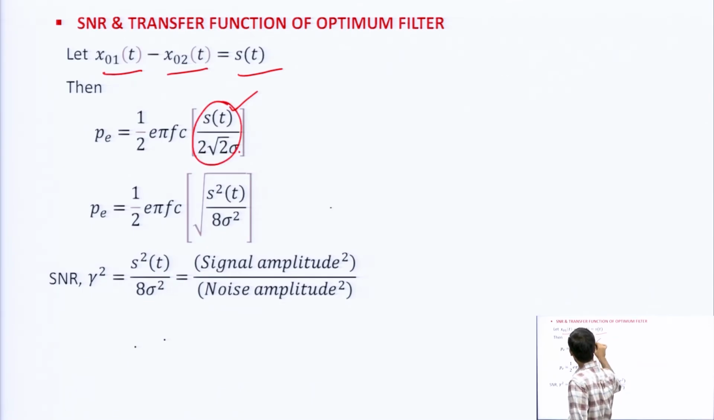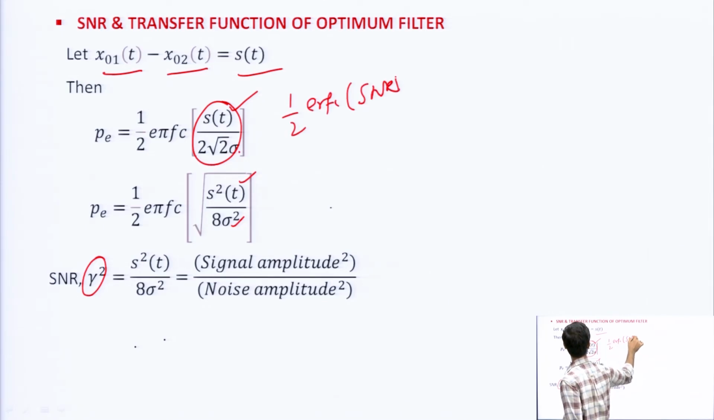If I take everything inside the square root, then it would be s square of t divided by 8 sigma square. So your SNR, gamma square, equal to SNR, is nothing but the signal power divided by noise power. In general we have half erfc of root SNR. So SNR is s square of t divided by 8 sigma square, that is nothing but the signal amplitude power divided by noise power.